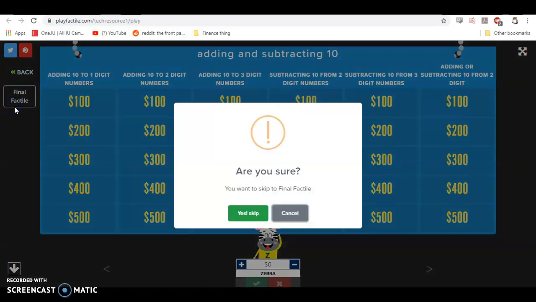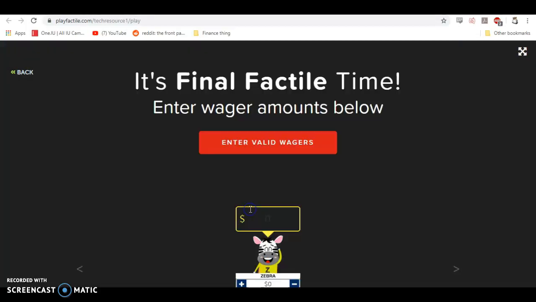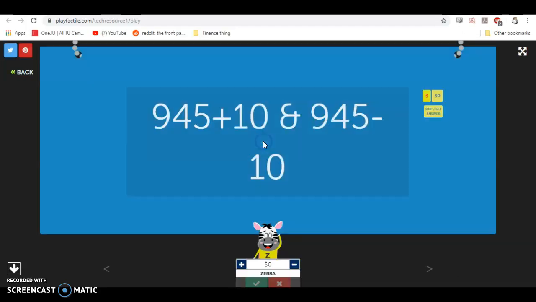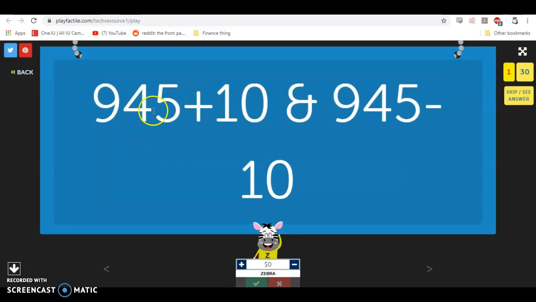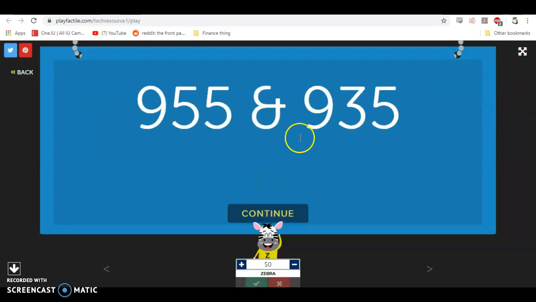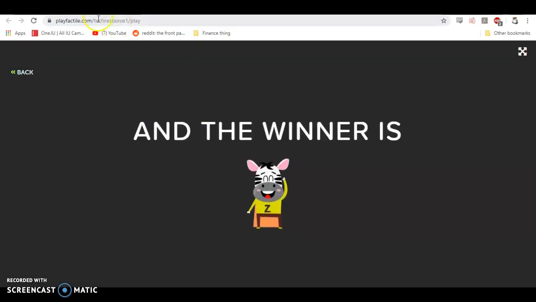The final Jeopardy is just here, let me enter a wager. You have to do adding and subtracting of the same numbers. So you would get 955 and 935, and it utilizes both of those skills.